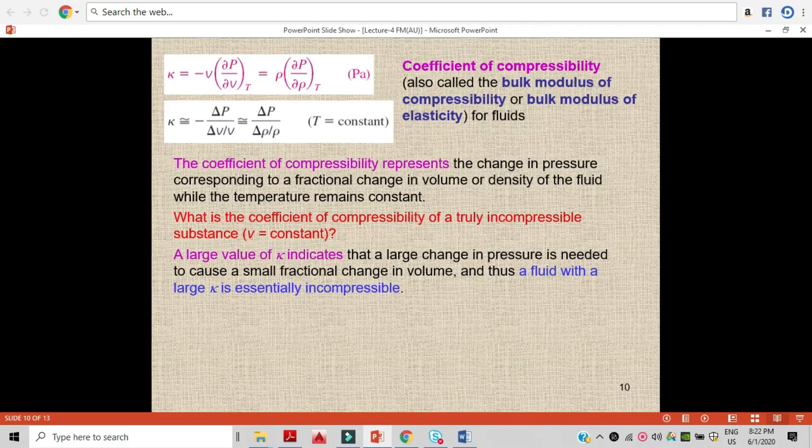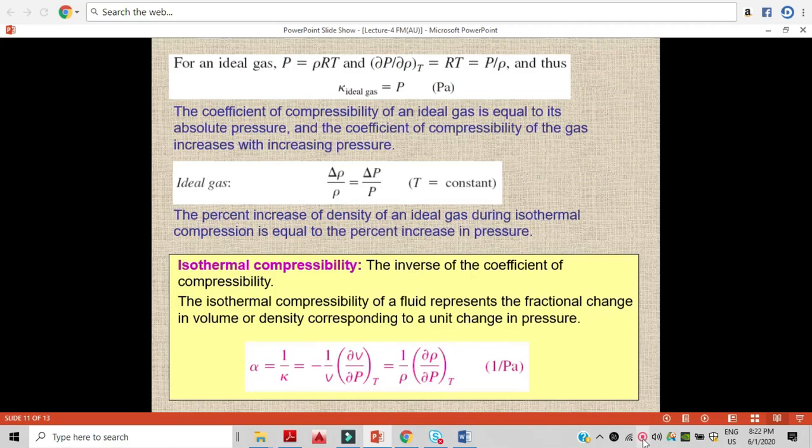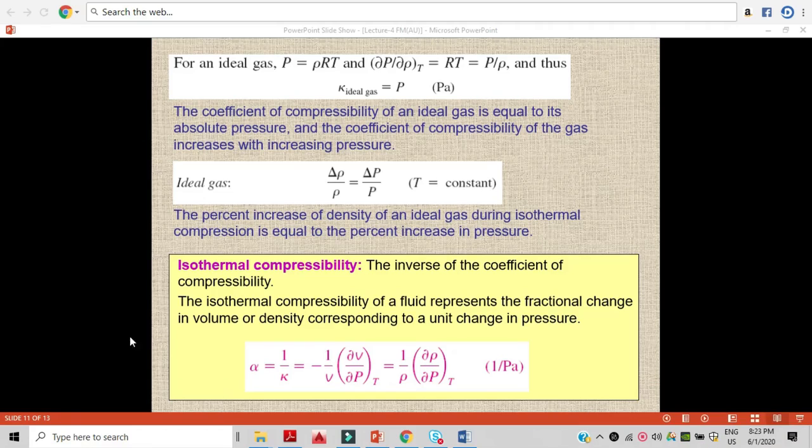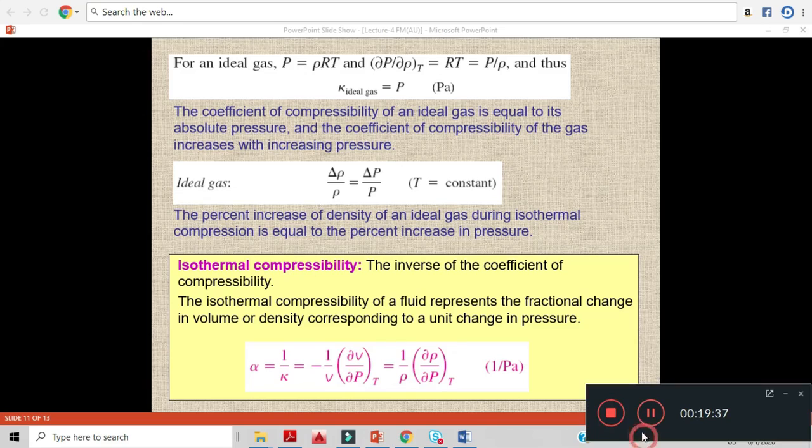Okay, so now let's move on to the ideal gas. For an ideal gas, if you want to calculate the density change due to the increase in pressure, how would you do that? This is the equation which relates temperature, pressure and density. So here it is, P is equal to rho RT.